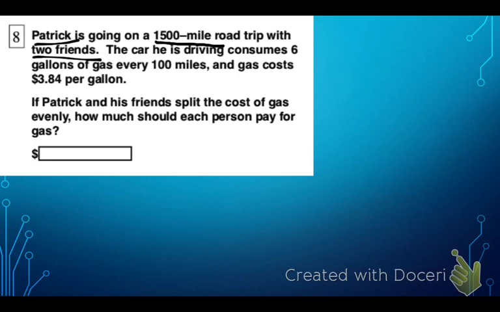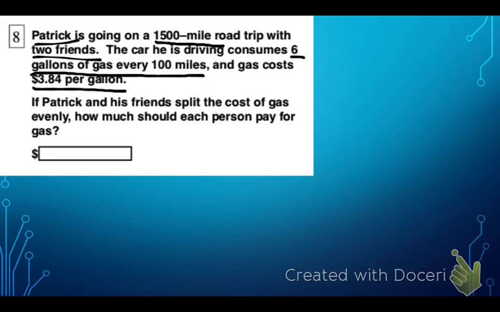So let's just stop there. I think that the 6 gallons of gas every 100 miles is going to be important in order to figure out how many gallons of gas his car will need in order to make this 1,500-mile road trip. And then finishing off that sentence, gas costs $3.84 per gallon. So I think that $3.84 per gallon is going to be important in order to see how much he's going to pay.